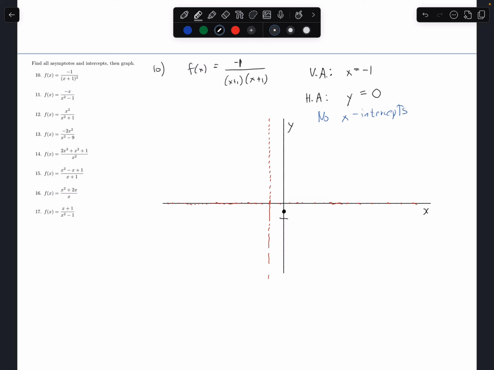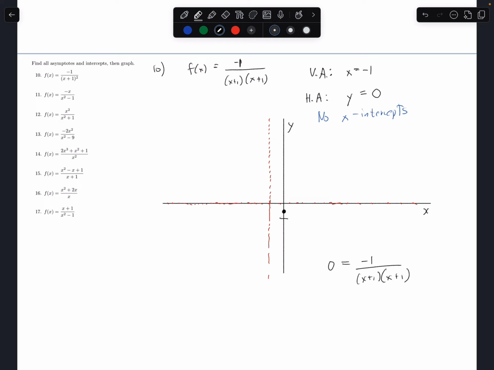The other thing we need to check is, do I ever cross the horizontal asymptote? I kind of checked already, because the horizontal asymptote is at y equal to 0. If I wanted to check, I'd plug in f of x equal to 0, but that's actually the same question as whether or not there's an x-intercept.